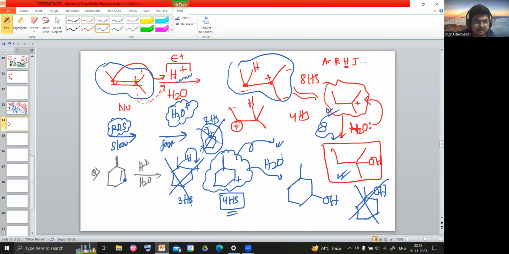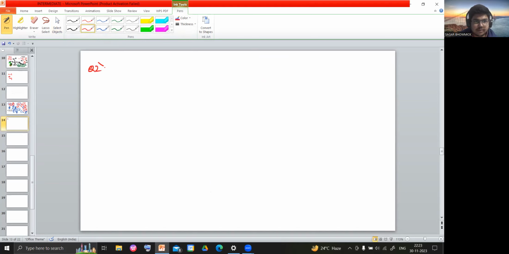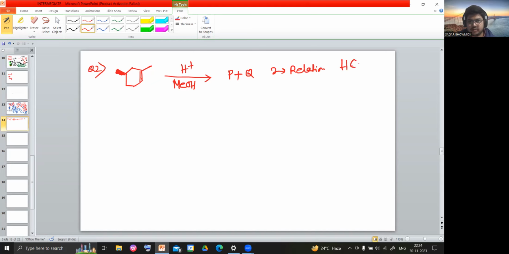Okay, next, question 2. Again, pause the video after I write the question and try yourself. The question is: the left methyl is above the plane, and you are giving H plus methanol. In a similar way that water attacks, methanol will attack, so instead of OH, OMe will be attached. Now, the question is that P plus Q, two products will form. What is the relation between them? Homomer, enantiomer, diastereomer, constitutional isomer. Four options. Constitutionally heteromer means constitutional isomers.